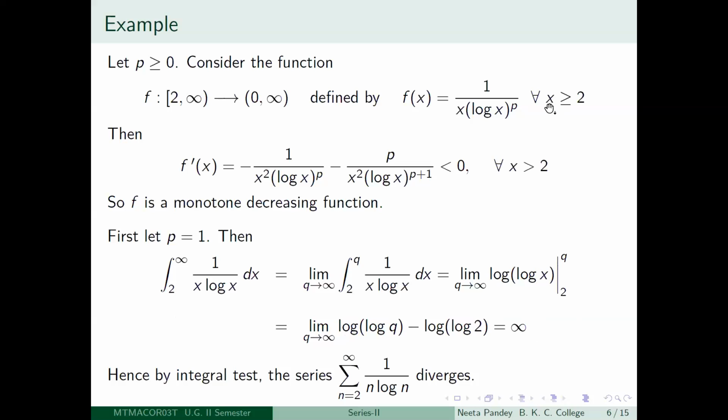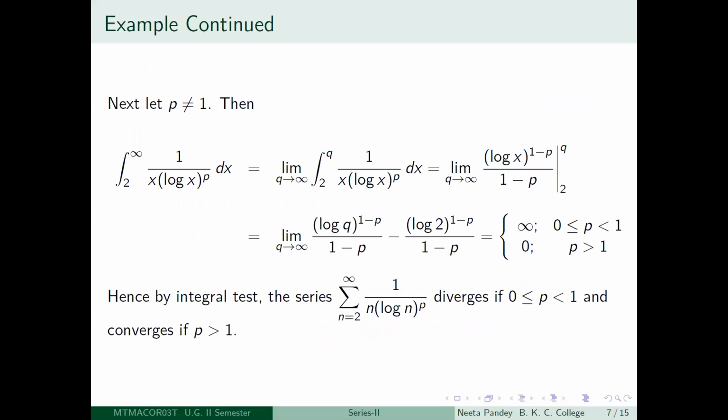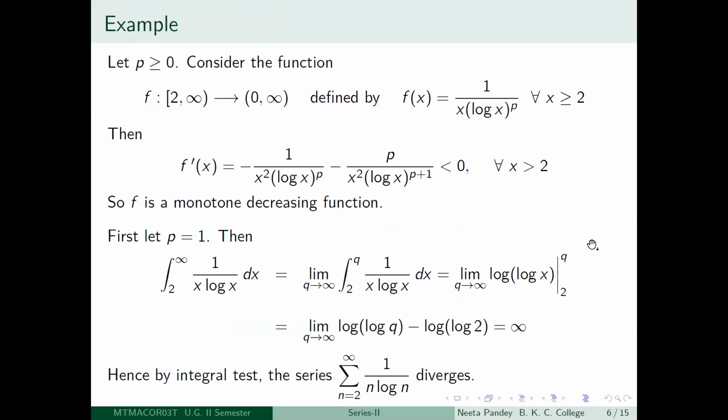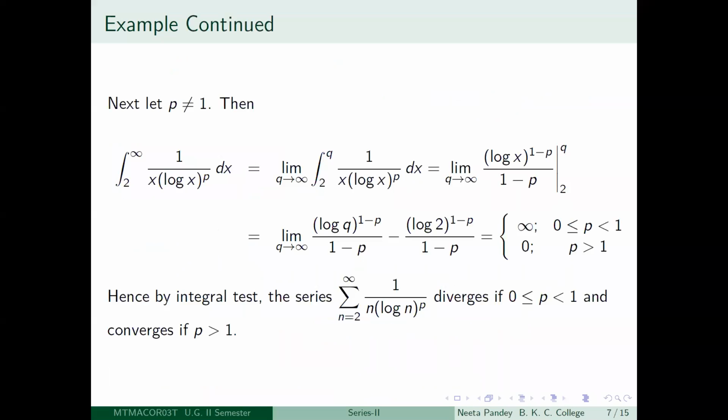See, I did not bother to do the p equal to 0 case separately here. Actually, if you had put p equal to 0, then you would get the series summation 1 by n. So that is the harmonic series which diverges to infinity. So instead, I have just included everything together in the second part. So again, we have to do some integration. But now we have to integrate 1 by x log x to the power p, where p is not equal to 1. And I am assuming that p is greater than or equal to 0. When p is less than 0, that we will discuss in a different manner after some time.